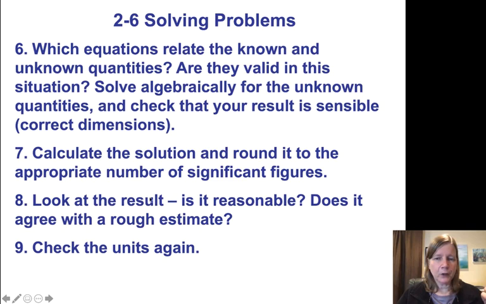So back again, look at the result. Is it reasonable? Does it agree with a rough estimate? If you were calculating the speed of a baseball pitch and you got the equivalent of 1,000 miles per hour, you would hopefully know that that is not a reasonable value. So make sure it seems reasonable.